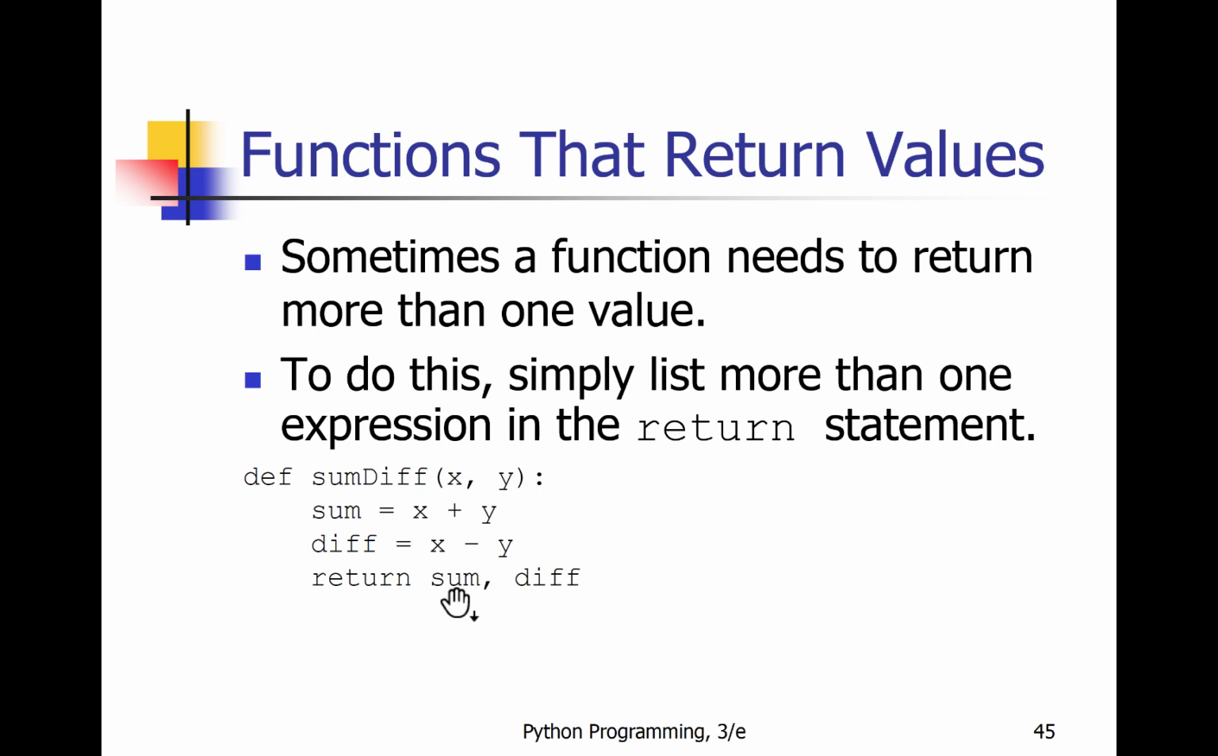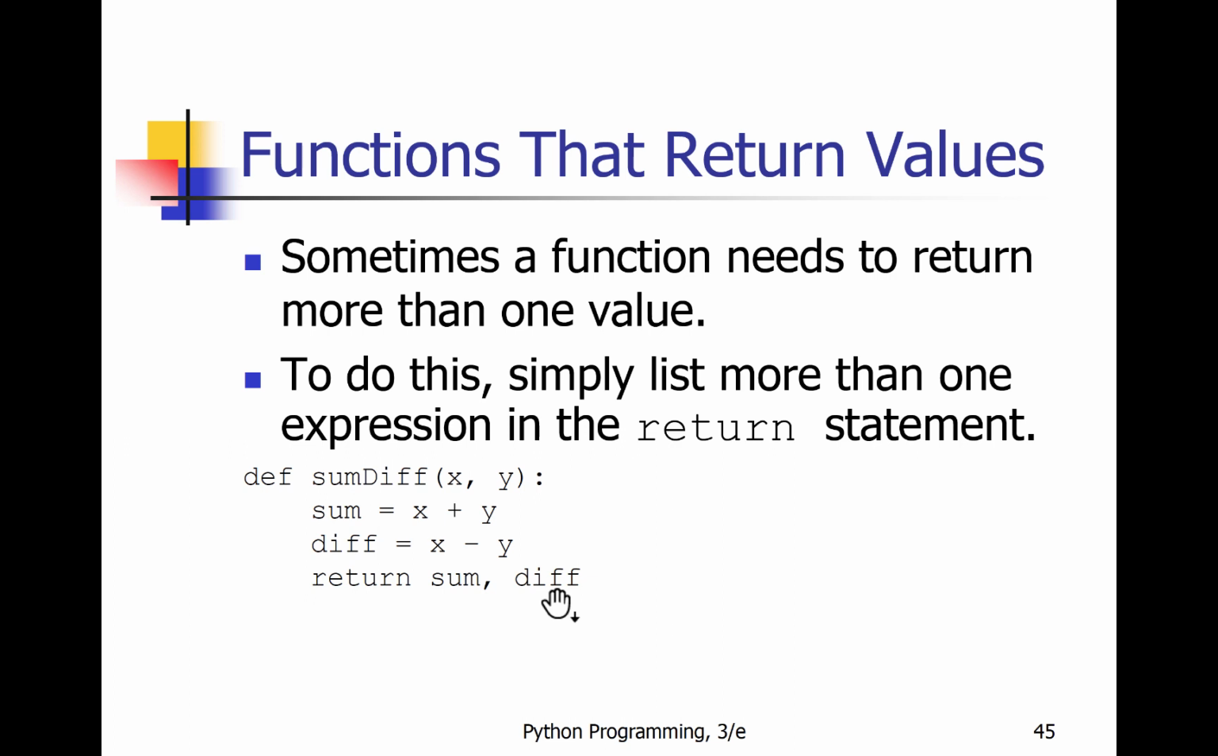Sometimes a function needs to return more than one value. To do this, simply list more than one expression in the return statement. Okay? So it's possible to return sum and a diff. Now, what we're really returning when we do this is a single value object that's called a tuple. A tuple is a combination of variables. It's a term that comes from kind of the relational calculus, the same relational calculus that's used in relational databases.